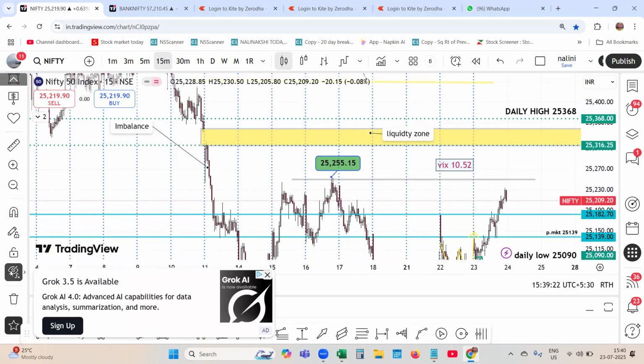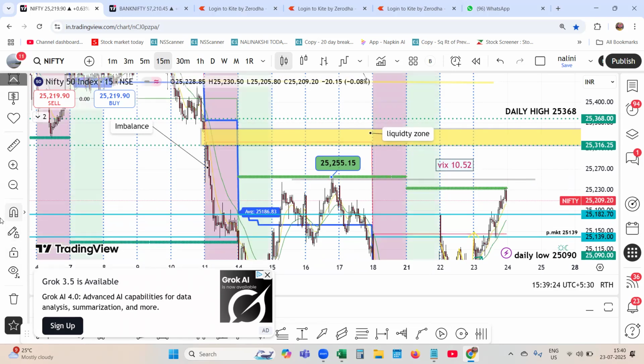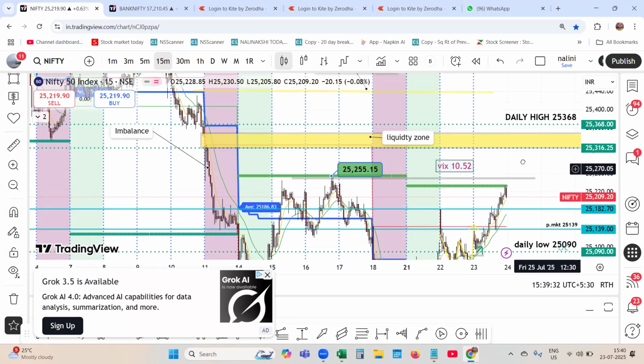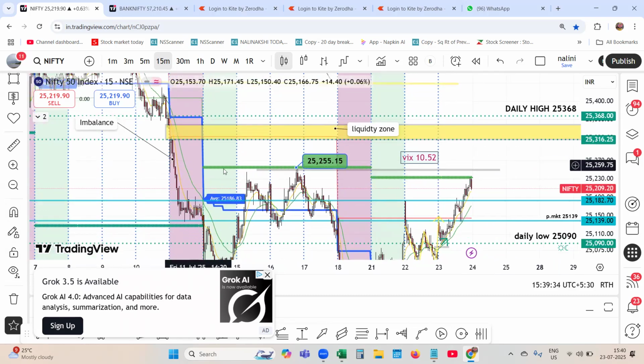And I will enable my indicator. This is a weekly indicator. This is Friday and Monday. This indicator plots the high of the week. These green levels are the high of the week.